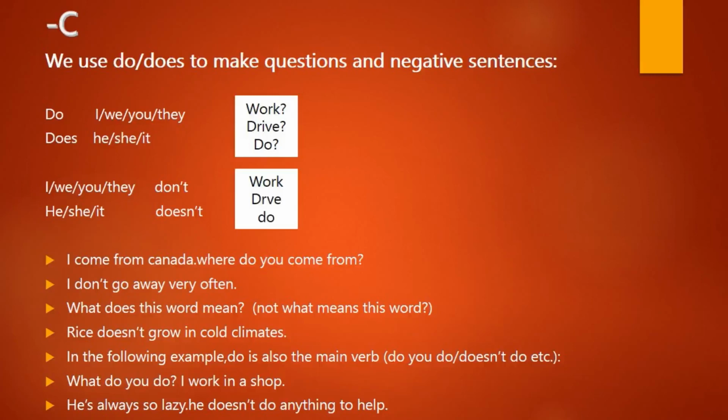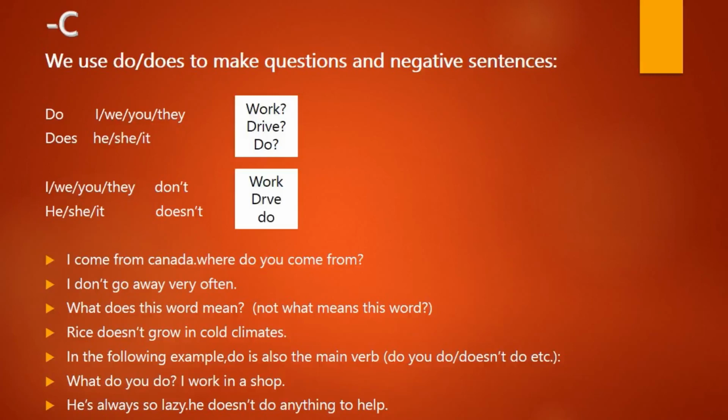Now we go for negative sentences, and let's make negative sentences with do and does. I don't work, you don't work, we don't work, they don't work. I don't drive, we don't drive, you don't drive, they don't drive. I don't do, we don't do, you don't do, they don't do.